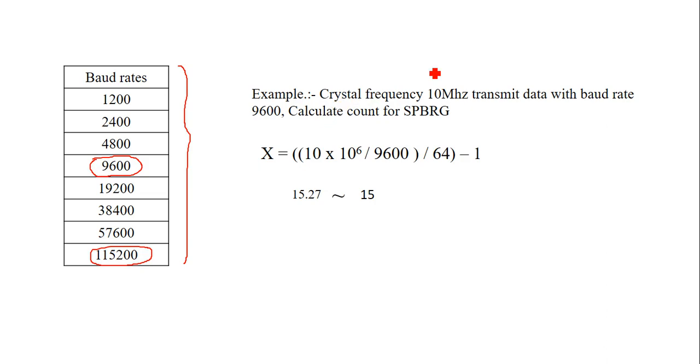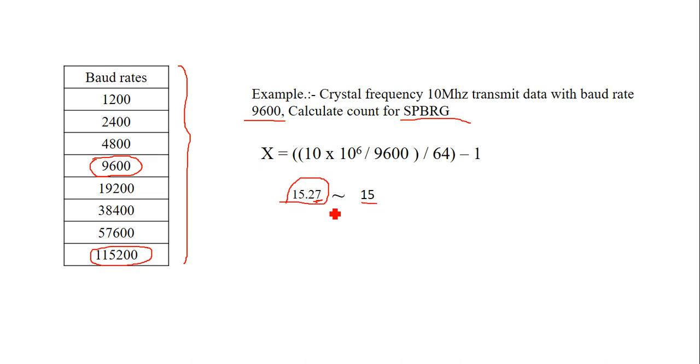If the crystal frequency is 10 MHz, transmit data with the baud rate 9600. The standard baud rate is given. So what will be the value of the SPBRG count? I simply calculated, it comes to 15.27. Some error is there, some fractional value is there. You just avoid it and round it and give 15.